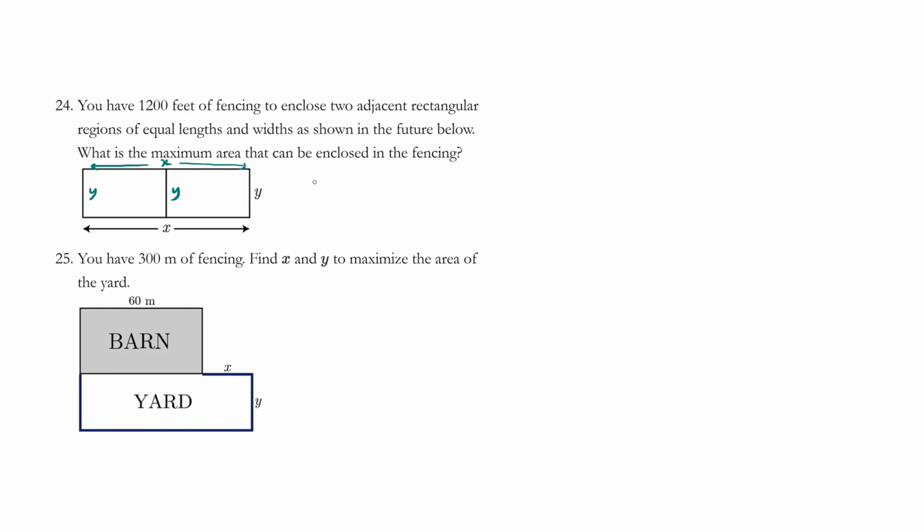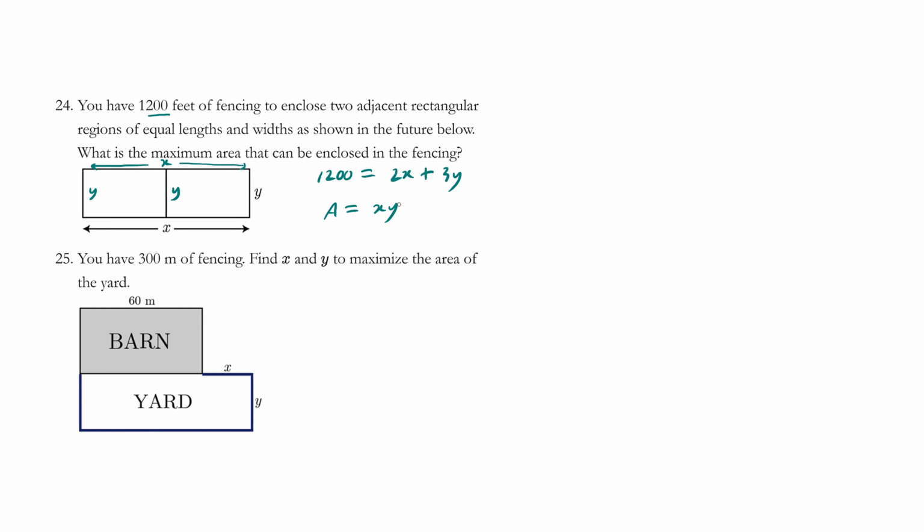So what can we say about perimeter? The perimeter of the fencing is 1,200. So perimeter is equal to 2x plus 3y. That's our first equation. Our second equation is area. The maximum area is x times y, base times height. Given two equations, we can do it.